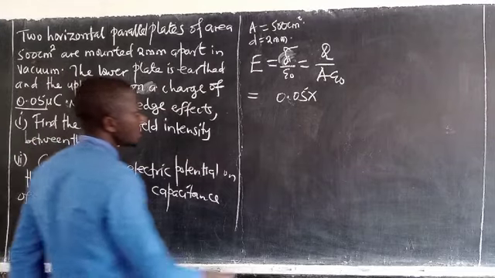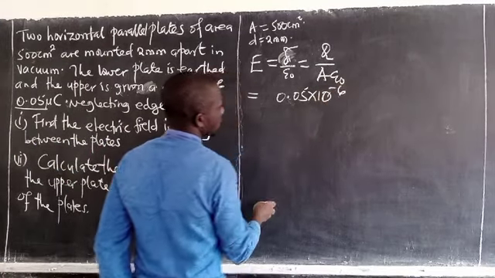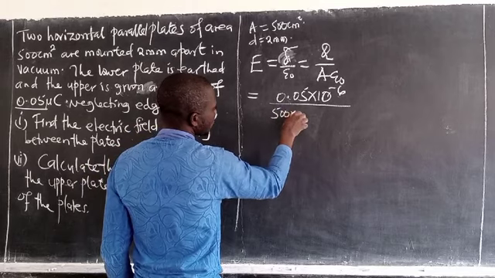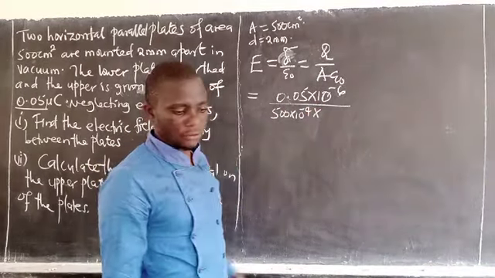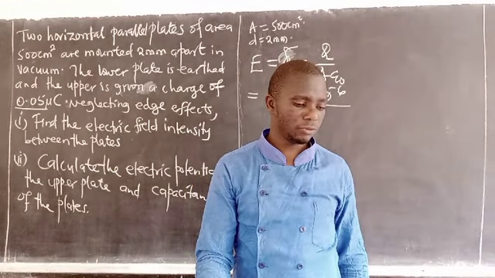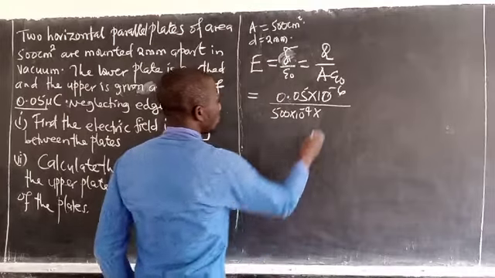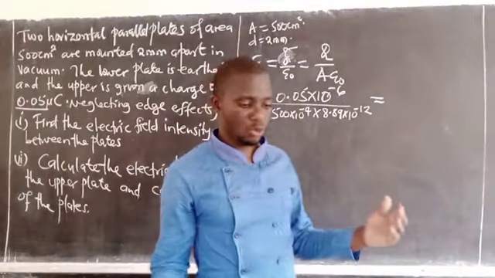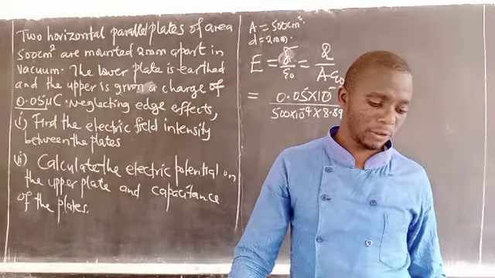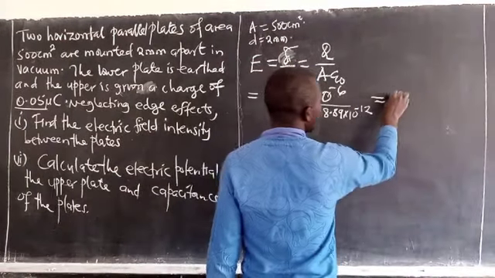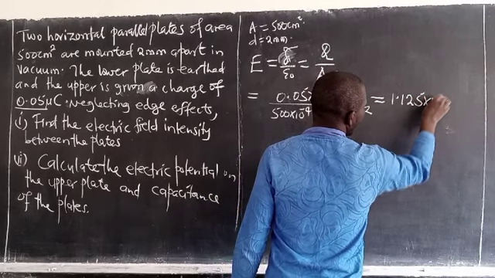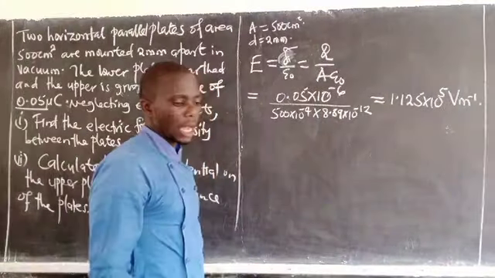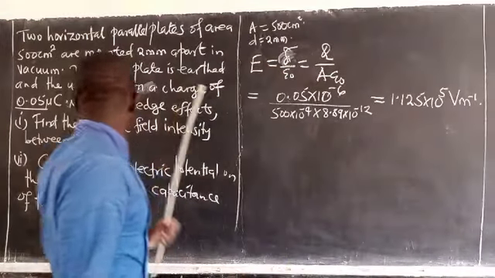0.05, micro is exponent negative 6. Then the area from centimeter squared to meter squared is exponent negative 4. Then times the value for epsilon naught, 8.85 exponent negative 12. When you perform the mathematics well, you are supposed to get a figure close to 1.125 exponent 5 volts per meter. That is the value of electric field intensity.